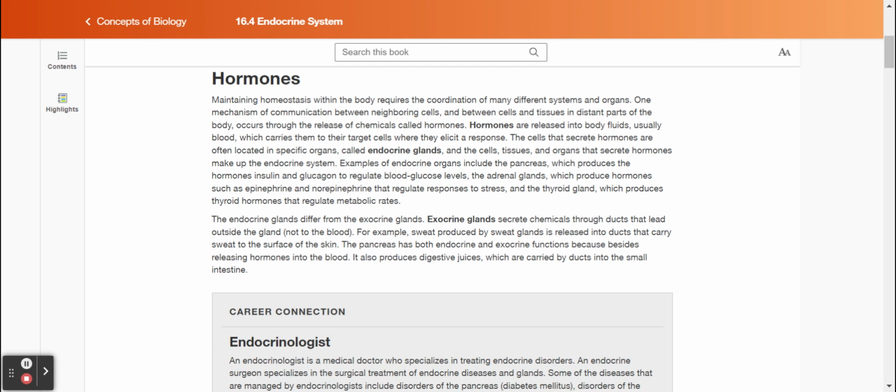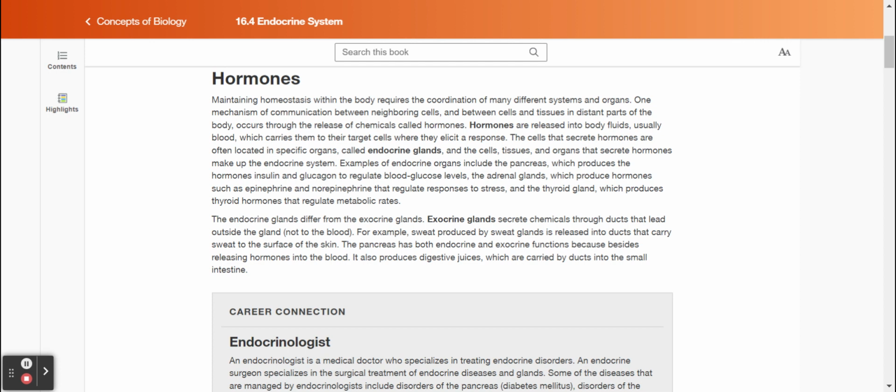Examples of endocrine organs include the pancreas, which produces the hormones insulin and glucagon to regulate blood glucose levels, the adrenal glands, which produce hormones such as epinephrine and norepinephrine that regulate responses to stress, and the thyroid gland, which produces thyroid hormones that regulate metabolic rates.